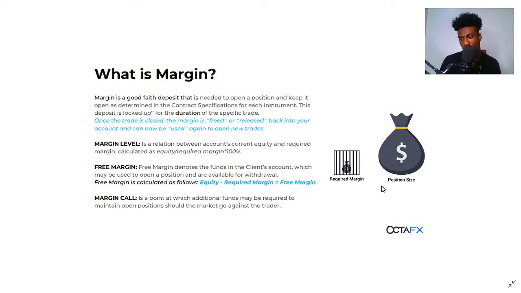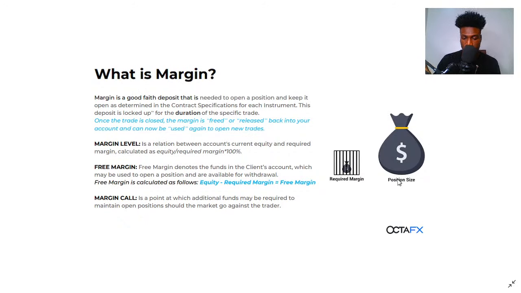Okay, the next thing we're going to talk about is margin. What is margin? Margin is a good faith deposit that is needed to open a position and keep it open as determined in the contract specification for each instrument. This deposit is locked up for the duration of the specific trade. Now, once the trade is closed, the margin is freed or released back into your account and can now be used again to open new trades.